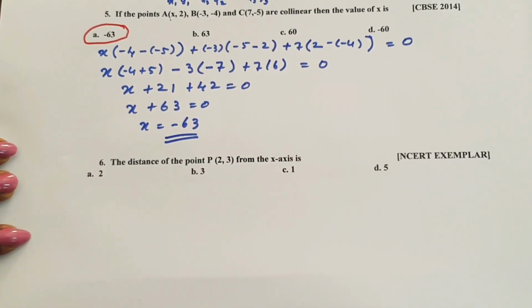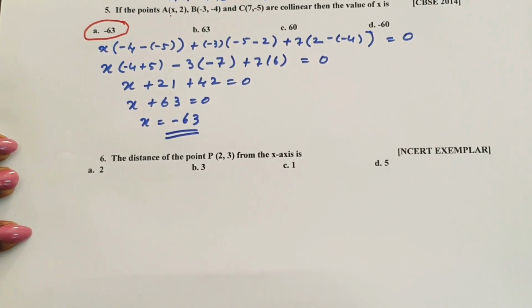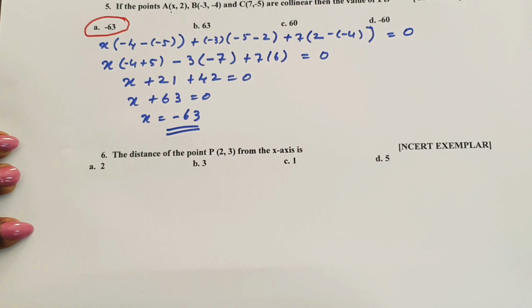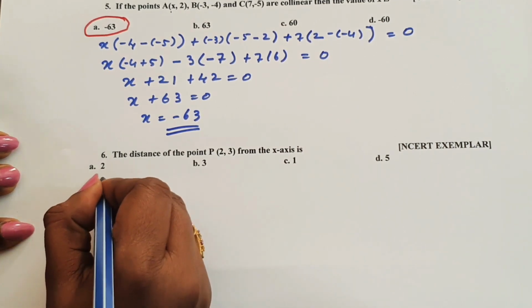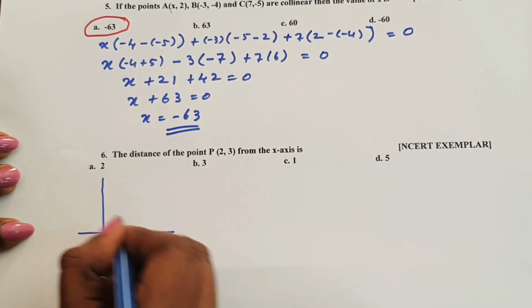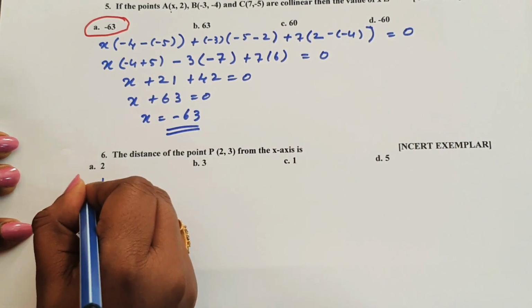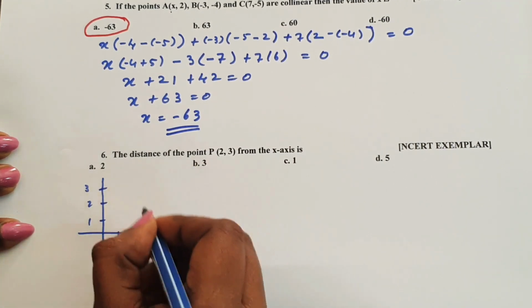Question number 6. The distance of the point P of 2, 3 from the x-axis. Okay, this is not the question for distance from the origin. This is from the x-axis. So an easy way or a shortcut to solve this is you just draw it as a graph. 1, 2, 1, 2, 3. So which is a point 2, 3.